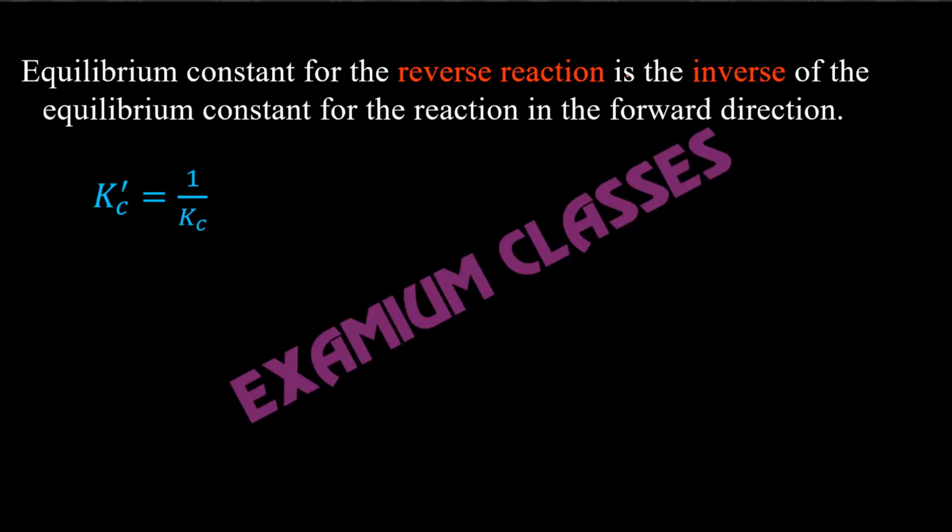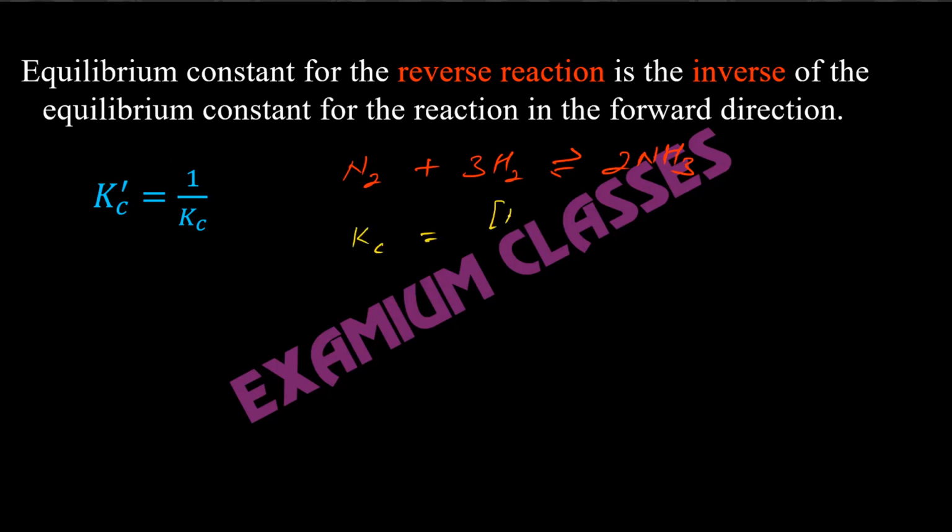Now, because I talked about the reaction from the other side, in that case, what will be the equilibrium constant? The equilibrium constant will be the reciprocal of the original one. And it is very easy to understand why the equilibrium constant of the reverse reaction will be 1 by Kc. Because suppose you have N2 plus 3H2 gives you 2NH3. Okay, same example I am taking here.